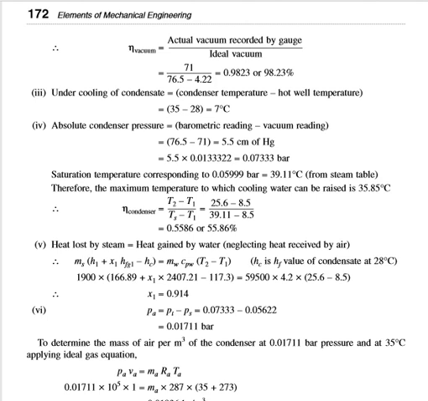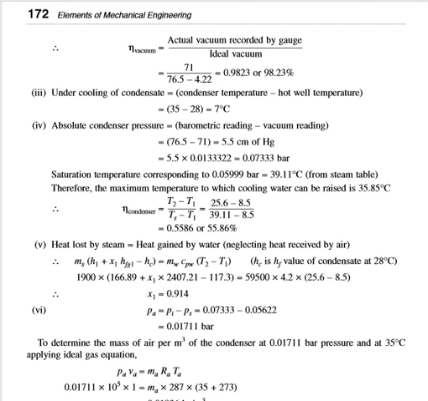Then you have to apply the formula: m_s [h1 plus x1 hfg1 minus hf] equal to m_w Cpw (T2 minus T1). hf is of the condensate at 20 degrees Celsius. 1900 into in bracket 166.89 plus x1 into 2407.21 minus 117.3 equal to 59,500 into 4.2 in bracket 25.6 minus 8.5 bracket complete. We will get the x1 dryness fraction 0.914. That means Cpw is given in this case as 4.2 kJ per kg Kelvin.